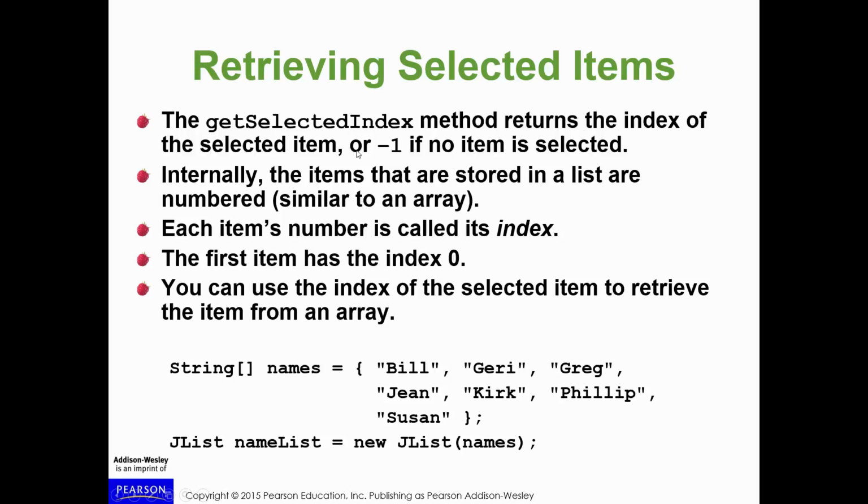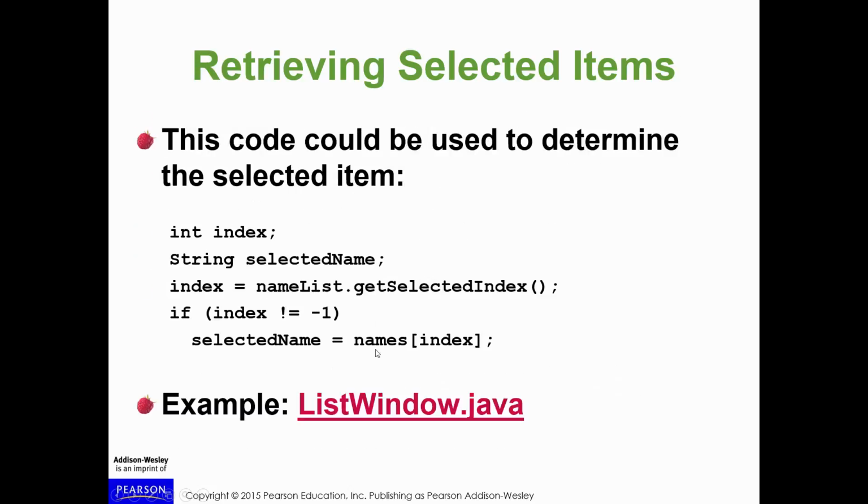It's called an index because each item in this list would be index 0, index 1, index 2, index 3, index 4, index 5, and index 6. So they show you an example here. As it says, this code could be used to determine whatever item was selected, for example.